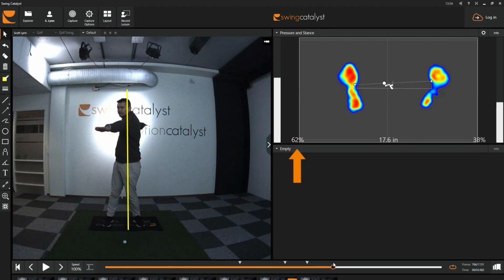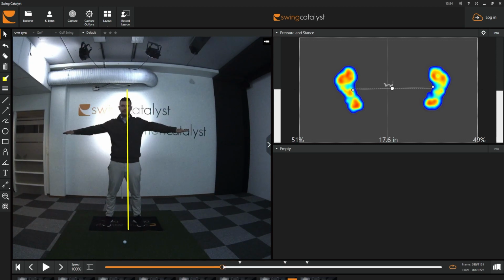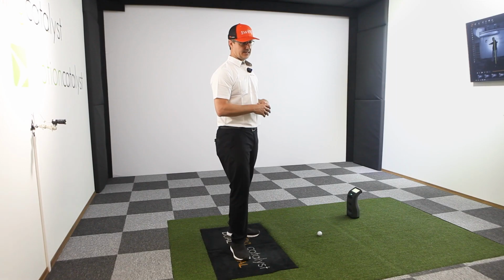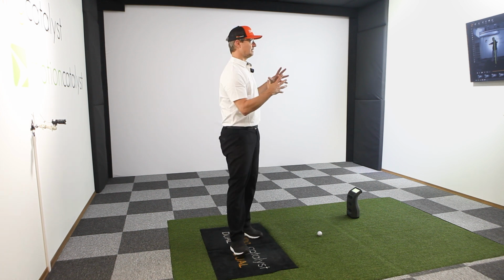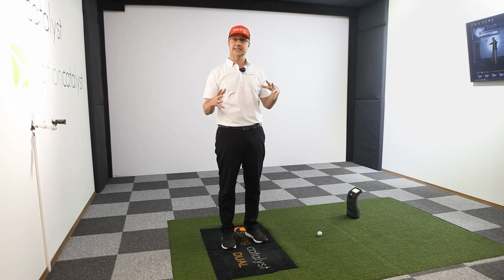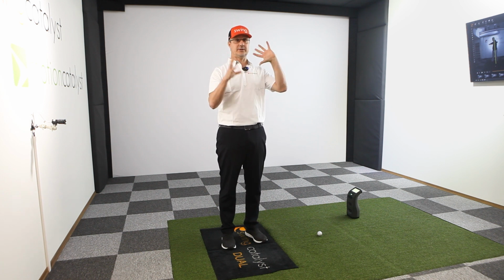But if we look at the pressure, he's 62% on his lead side. And so using the pressure gives us a lot more information. I would guess he would be a little bit more front than you would guess from the video. So adding the pressure plate and adding that pressure data to this test makes it a lot easier to determine what their posting style is without having to guess based on where their mass is in space.